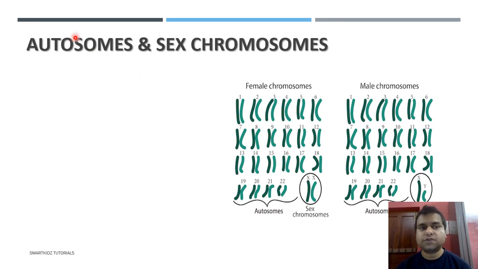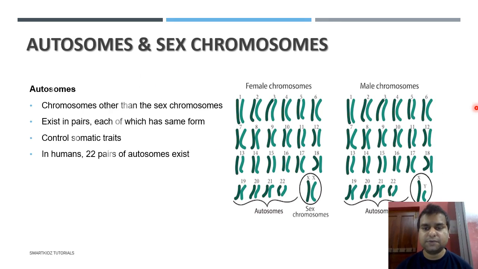Coming to autosomes and sex chromosomes, I've just told you about autosomes. These are other than sex chromosomes, meaning they are not involved in deciding whether you will be a male or a female, but they are nevertheless very important because they have other characteristics apart from deciding whether you will be a male or a female. Sex chromosomes are different. In females both are X chromosomes, and in males it is X and Y chromosome. The rest are all autosomes.